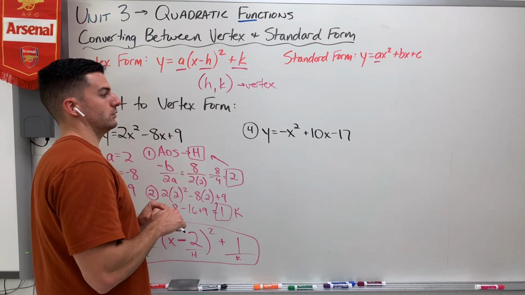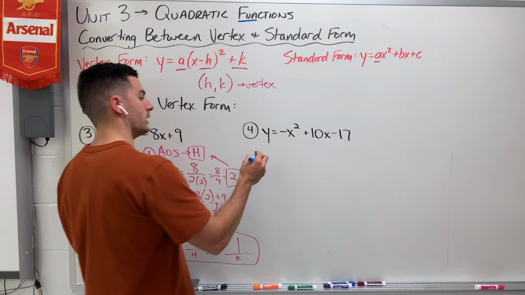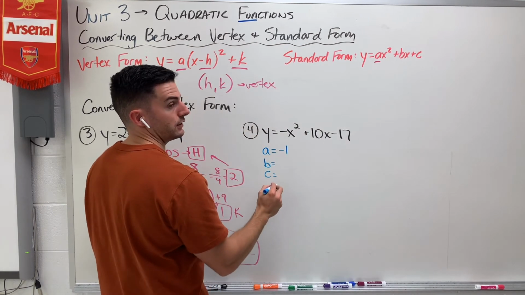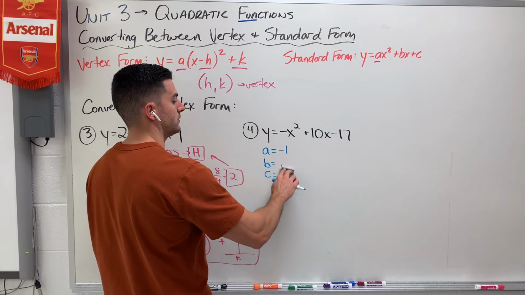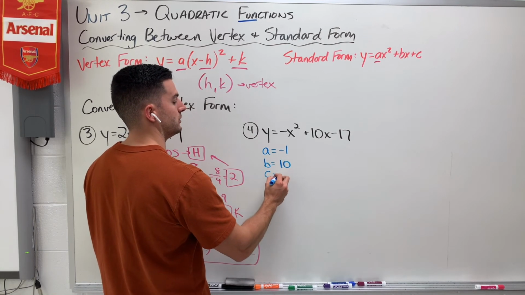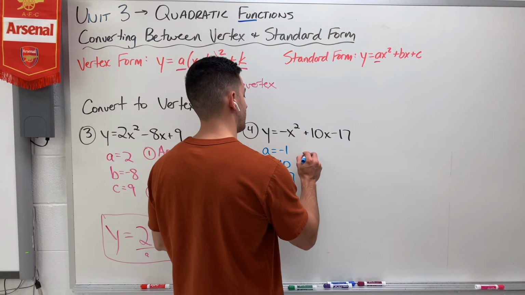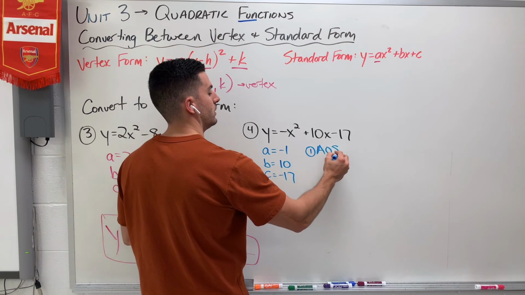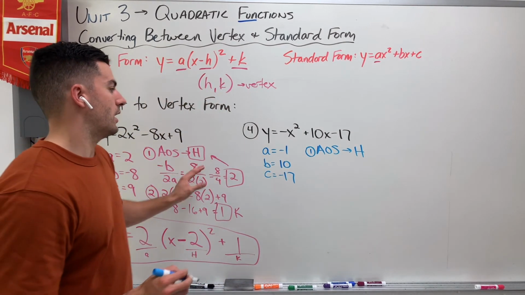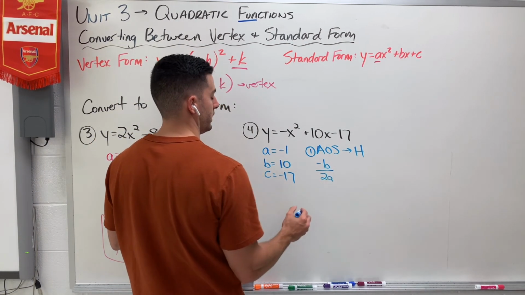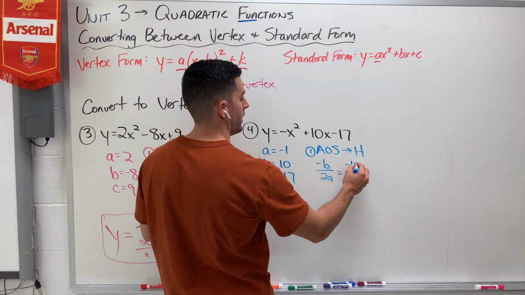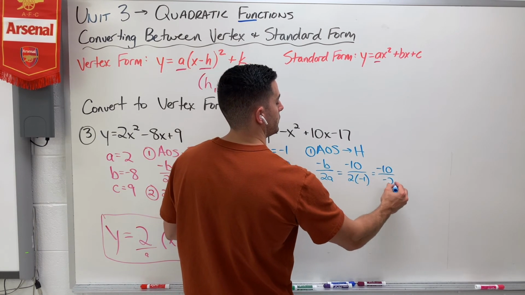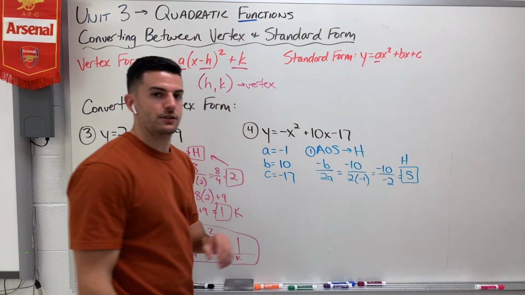Okay, number 4 says y equals negative x squared plus 10x minus 17. Again, it's helpful to write down your a, b, and c values first, because that's our standard form, these 3 coefficients. So a is negative 1, b is, psych, b is 10, and c is negative 17. So there's my a, b, and c values, okay? So my first step, again, perform that axis of symmetry little formula so I can find my h value. So I do negative b over 2a. Opposite of b or negative b would be negative 10 over 2 times the a value, 2 times negative 1. So that would be negative 10 over negative 2, which is positive 5. So I just found my h value of positive 5.